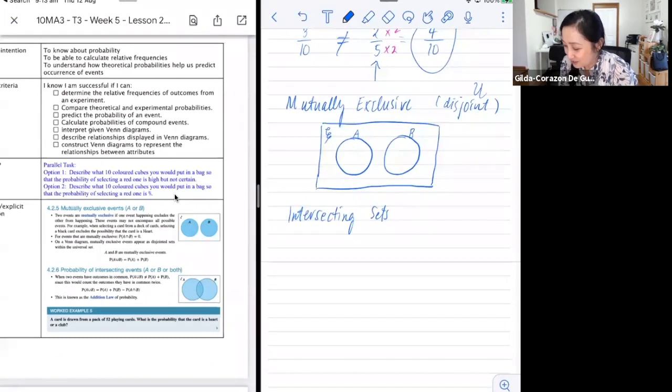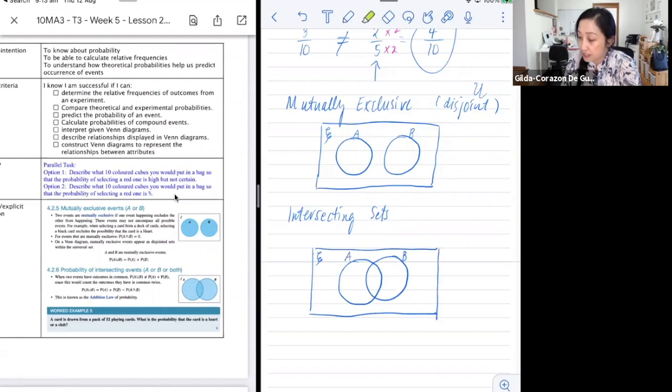Intersecting sets. So you've got, again, your universal set, and you've got that overlapping with the other. What that means is that you have some elements that belong both in A and also in B. With mutually exclusive ones, you could say the group of year 10 students and the group of year 9 students. None of those year 9s can be considered as year 10s, and therefore they're mutually exclusive events. They're disjoint sets.